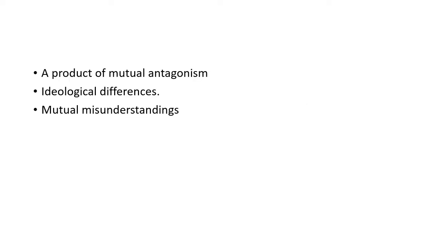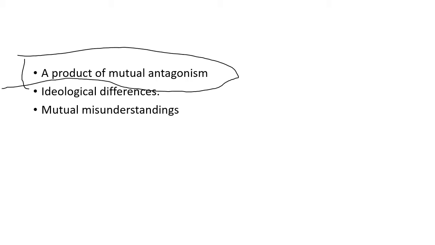The very first reason for this Cold War was that it was a product of mutual antagonism. The mistrust and consequent fears were the basis of the conflict. The mutual fear and suspicion produced hostile interaction between two parties, and these two parties were not willing to take an initiative to reduce the tension.